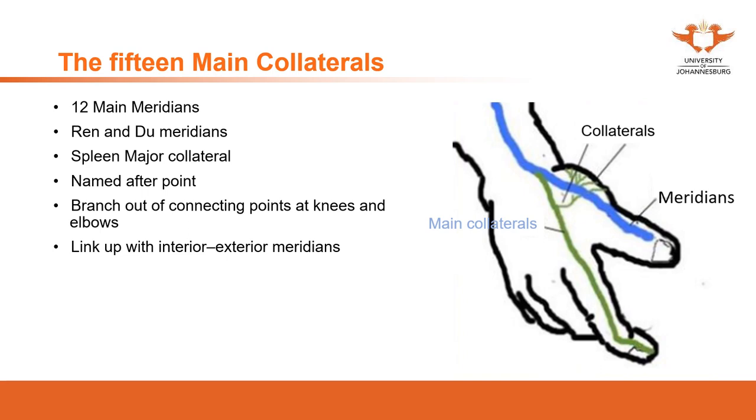So as you can see from this demonstration, the blue line is the meridian, and the green lines come out of the meridian and go to other parts. These we call collaterals, the main collaterals. From the main collaterals, you can also separate into even smaller collaterals, which we call tertiary collaterals or the superficial collaterals.